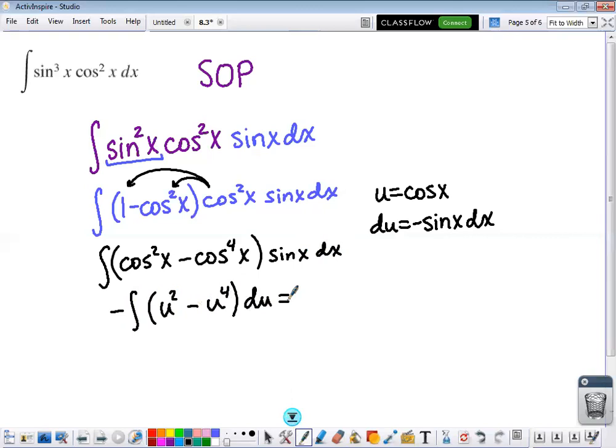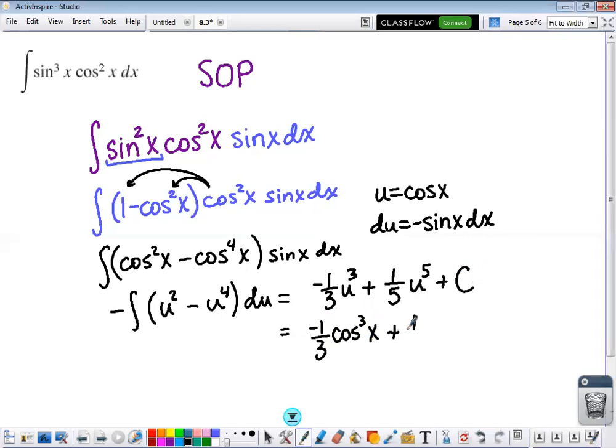Okay, and so that's negative 1/3 u cubed plus 1/5 u to the 5th. So you can kind of see the pattern. It ends up giving you odd powers. All right, plus c, go back and plug in what our u was, which was cosine. So negative 1/3 cosine cubed x plus 1/5 cosine to the 5th x plus c.